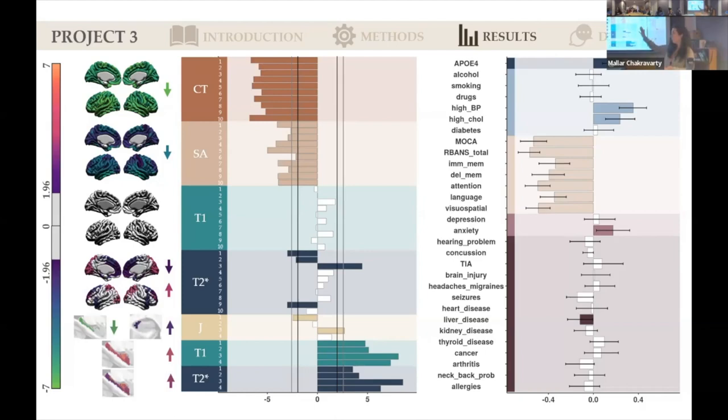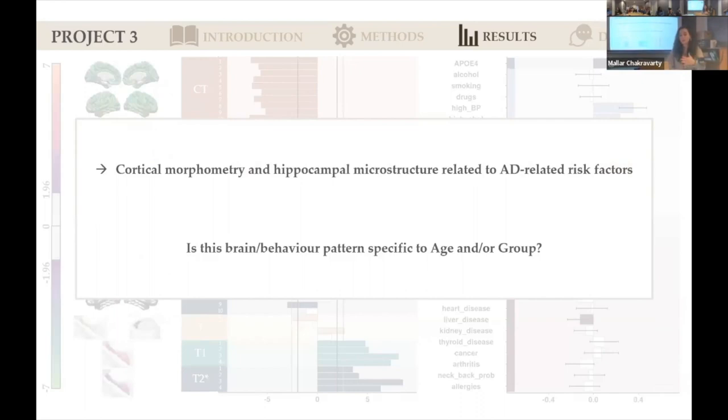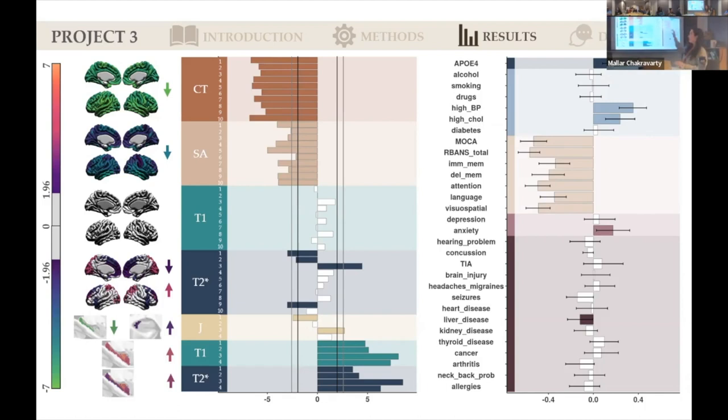But now we wanted to know if this brain-behavior pattern that we found was specific to age or groups, because you need to realize that this brain-behavior pattern was found without giving any information about the status of our participants, or the age, or the sex. No information about the demographics was given, just the medical information.